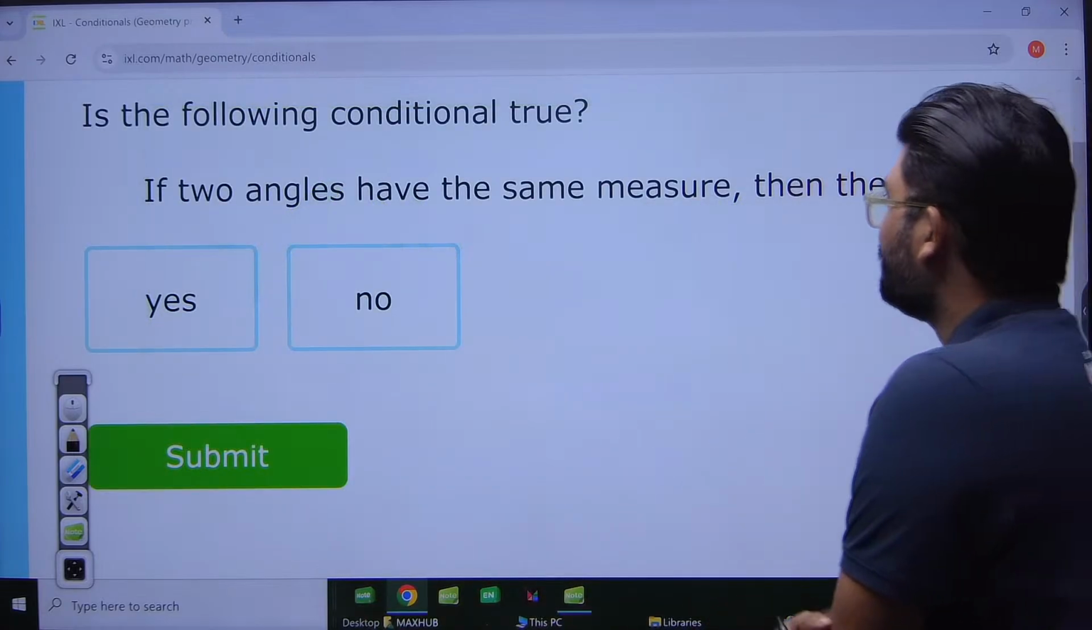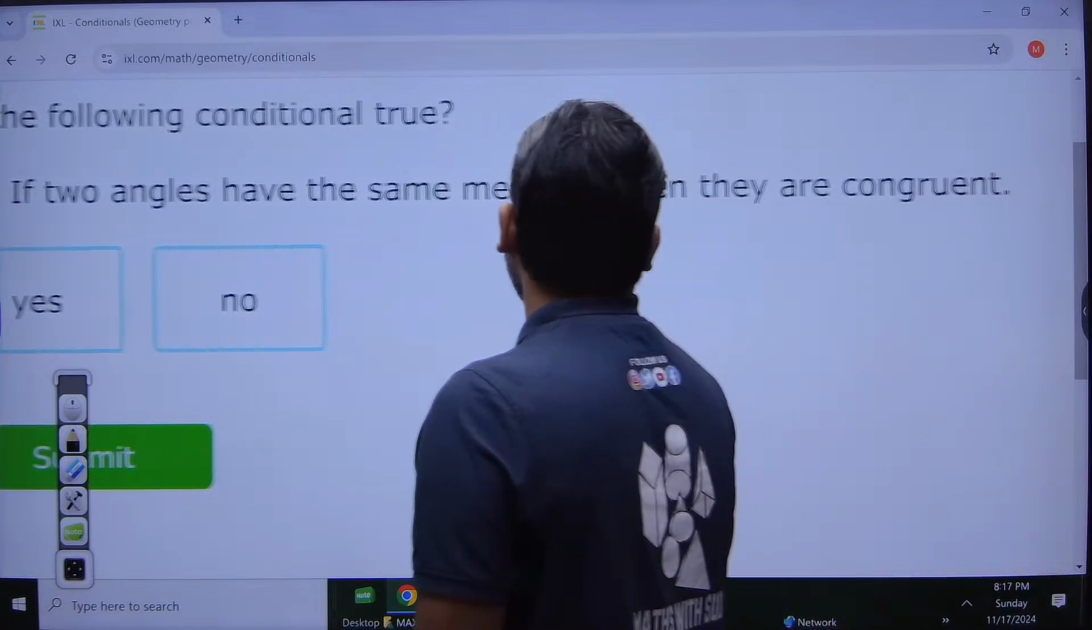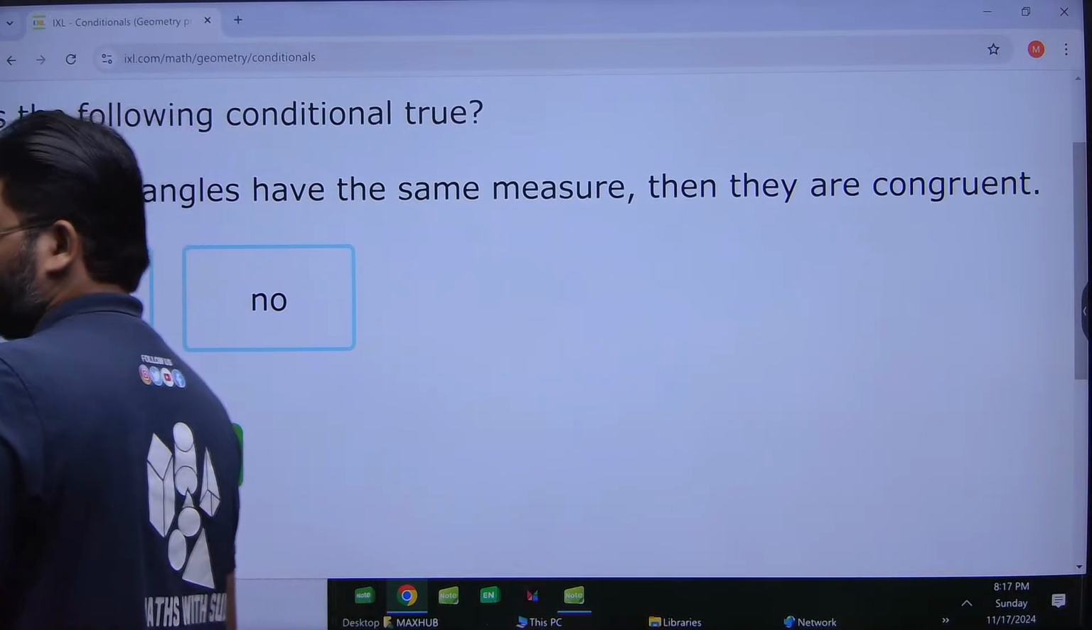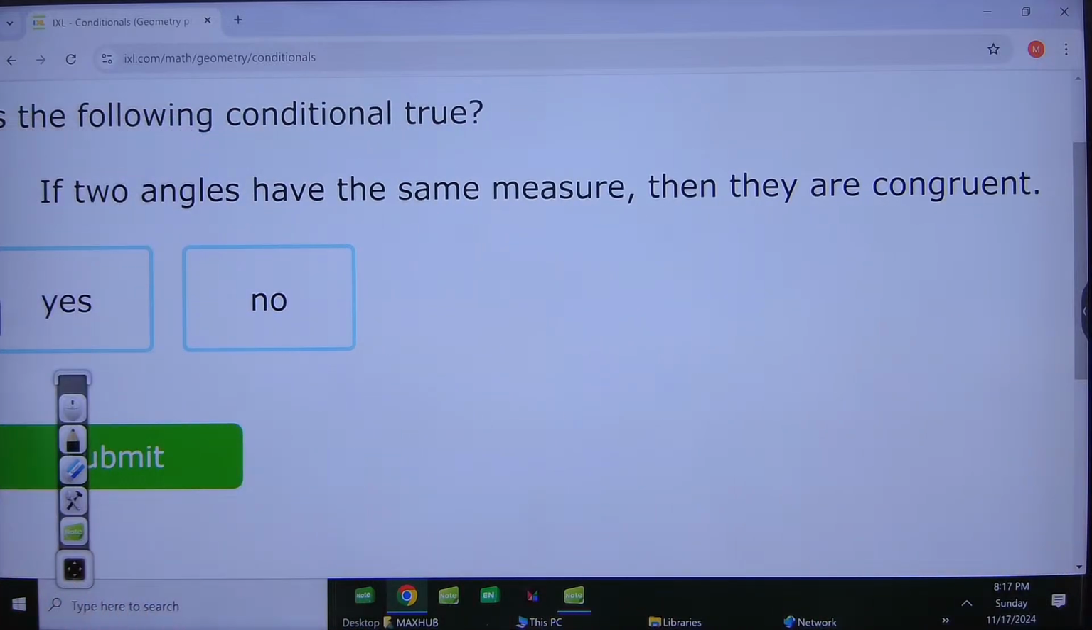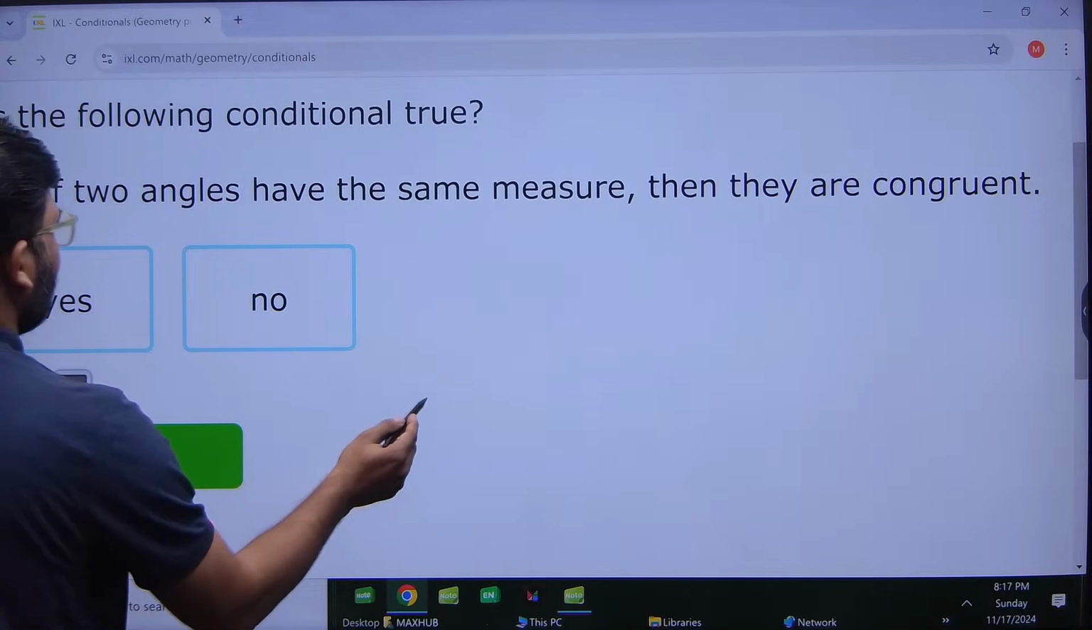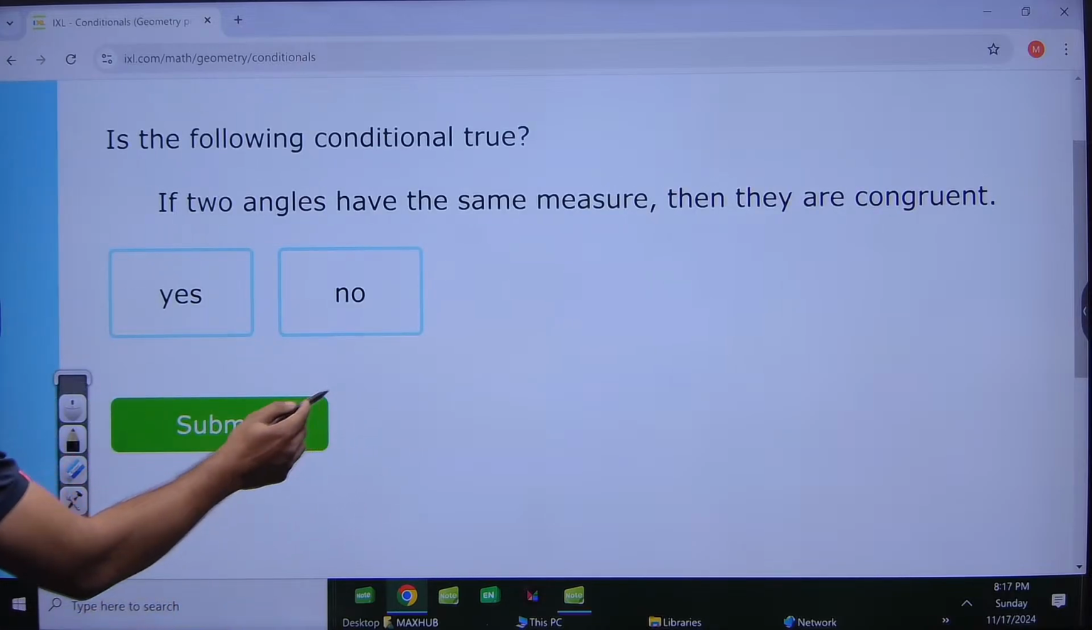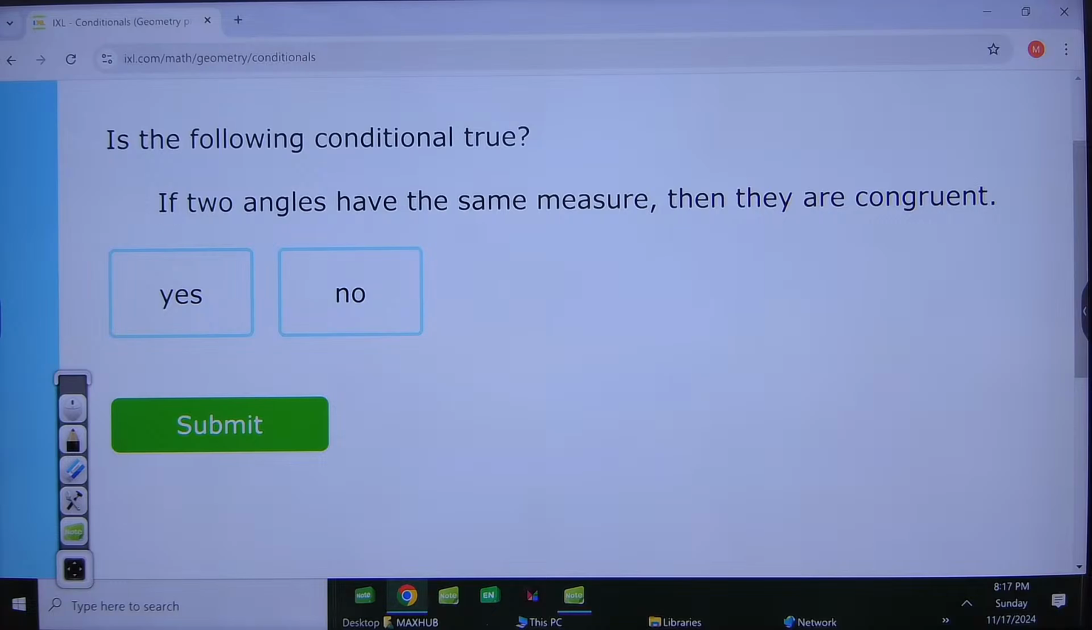If two angles have the same measure, then they are congruent. I forgot what congruent means. Congruent means equal. They superimpose on each other. Oh, okay. So if two angles have the same measure, then that's true.